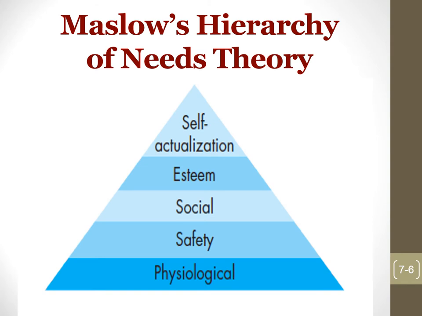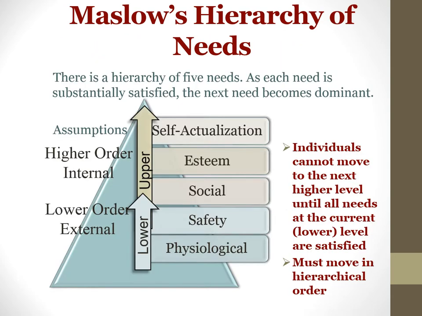Maslow's hierarchy of needs. Maslow classified human needs into five categories, or five stages: physiological needs, safety needs, social needs, self-esteem, and self-actualization. The first two levels, physiological and safety needs, are lower-order needs, and their satisfaction happens externally. Social needs, esteem, and self-actualization are higher-order needs with internal satisfaction.